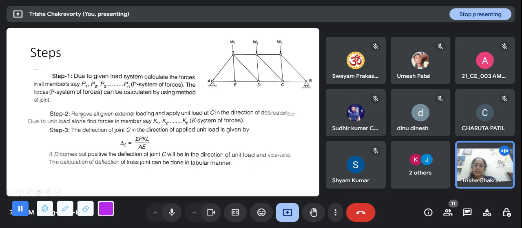So you will do that, and then again solve the entire truss. Remove all the given external loading and apply a unit load at C, suppose C is given in the direction of desired deflection. Due to the unit load alone, find the forces in all the members, say K1, K2 up to Kn. So this is my K system of forces. Now I have the forces in each member for the original loading conditions, and the forces in each member for this unit loading condition.